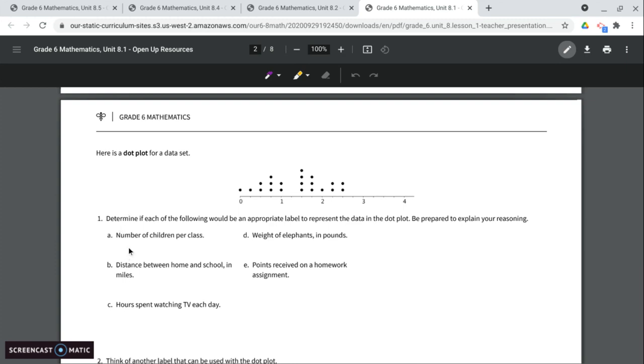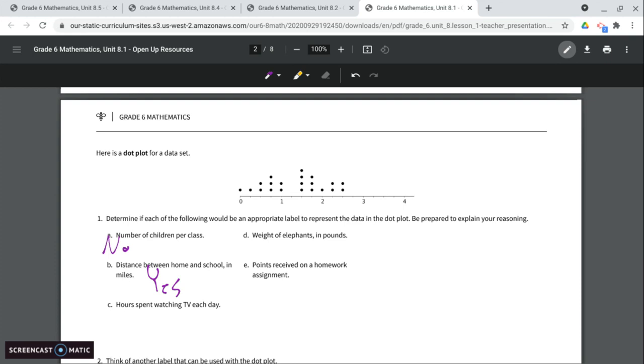Could we say the number of children per class? Well, if we look at this, we've got from 0, and then we've got fractional amounts, 1, fractions, 2, fractions, 3. So can't really be partial children. So no. For distance from home, between home and school in miles, could we have fractional distances? Yes, of course we could. And living within 3 miles, that's a fairly reasonable thing for schools.